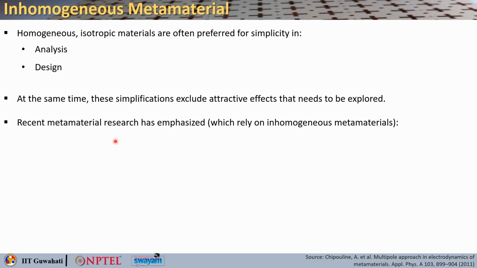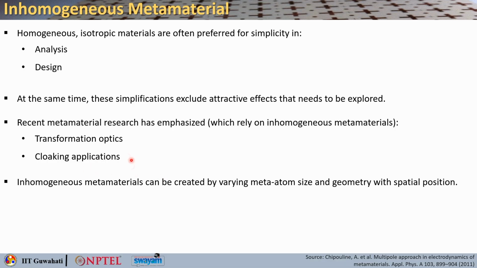In the last few years, metamaterial research has focused on those directions, mainly towards an interesting field of cloaking, which is based on transformation optics. And there you require inhomogeneous materials or inhomogeneous metamaterials. These inhomogeneous metamaterials can be realized by varying the metaatom size and geometry with spatial position. So, throughout the metamaterial the things are not going to remain the same.